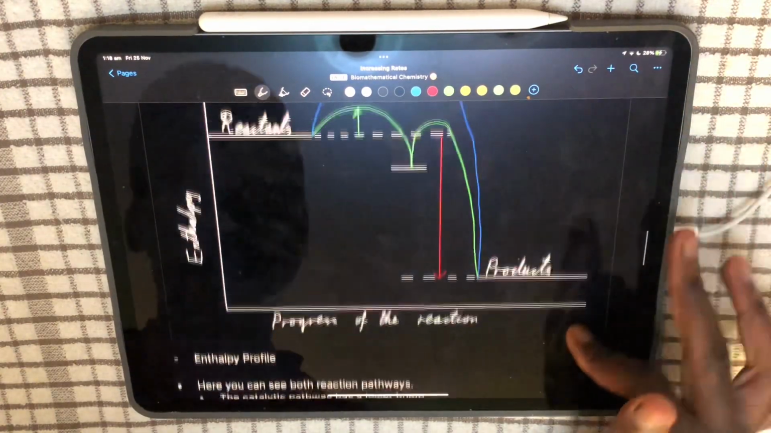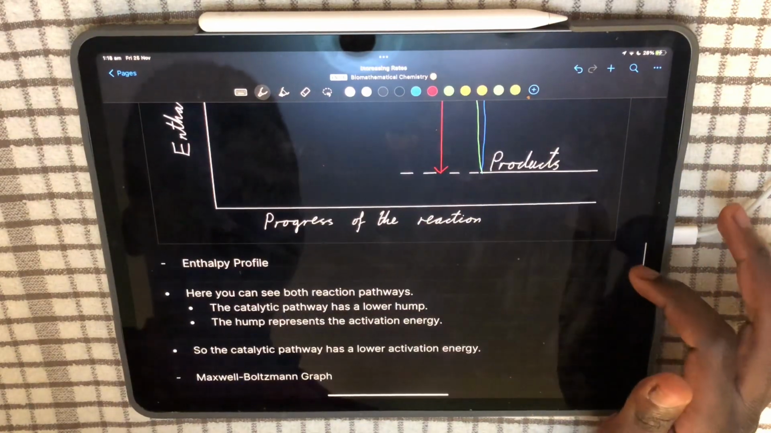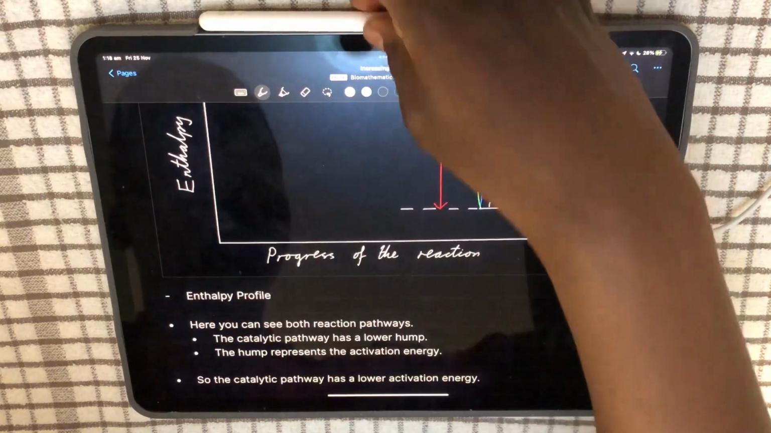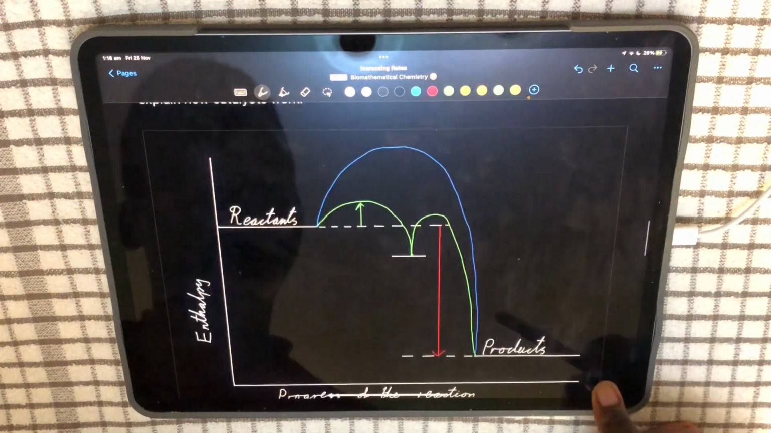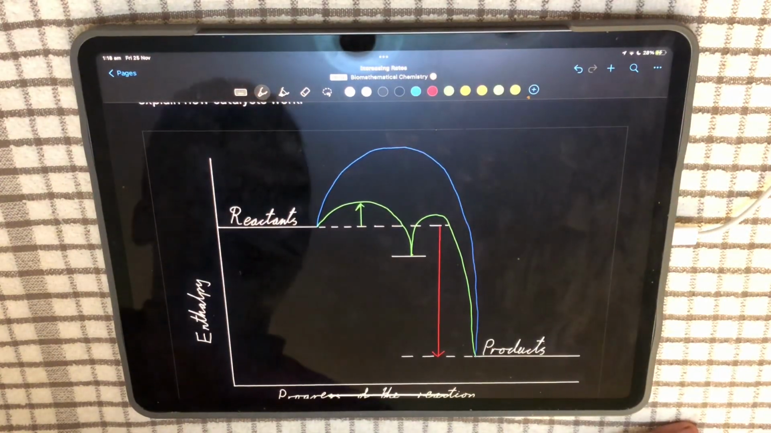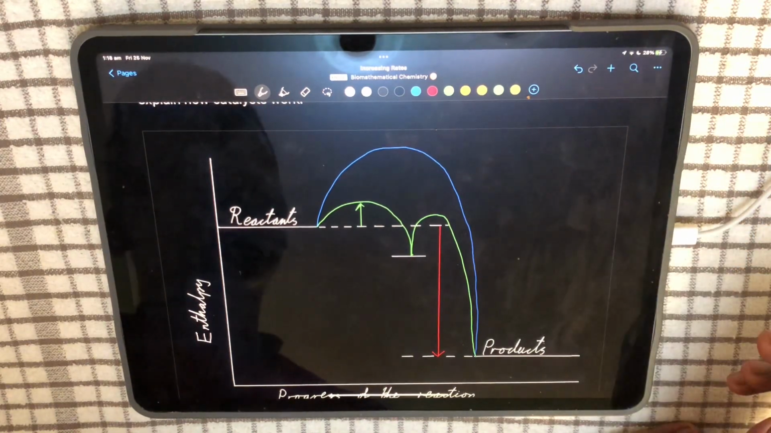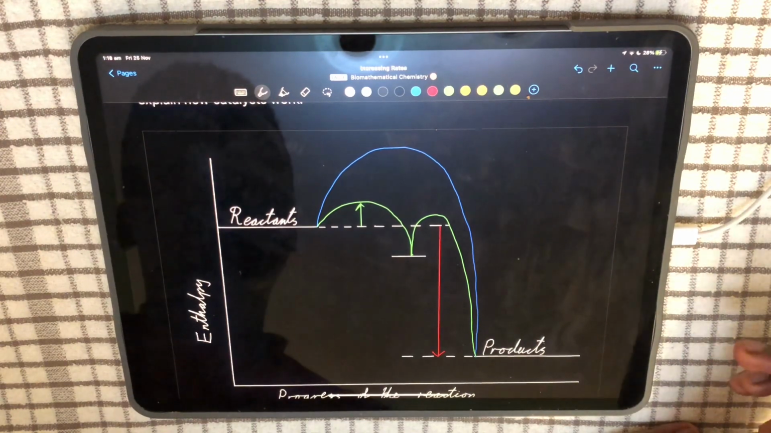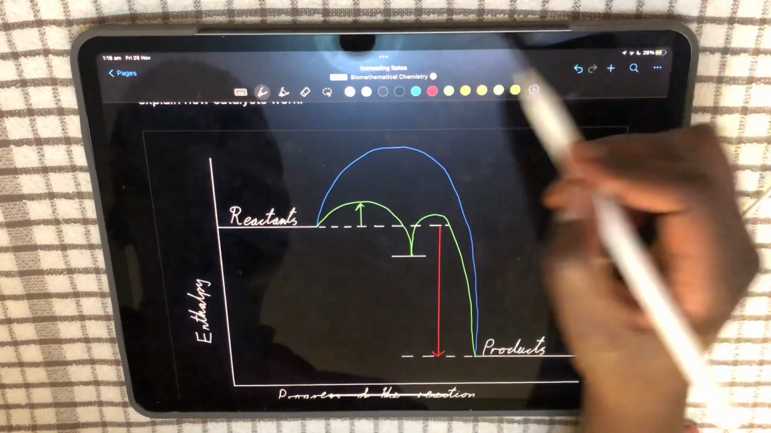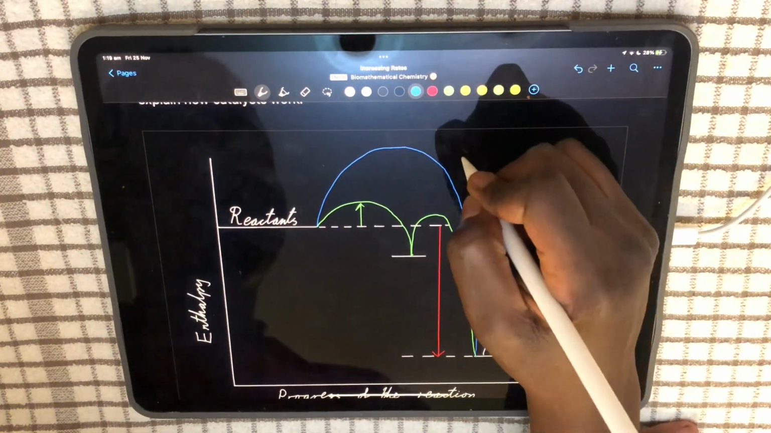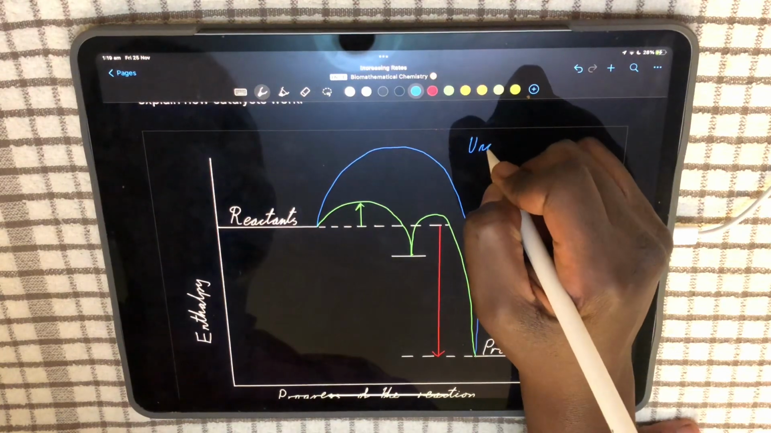Here you can see both reaction pathways. You can clearly see which one is which. If you want, pause the video now and try to answer this: which one of these reactions is the uncatalyzed reaction, and which one is the catalyzed reaction? I think it's pretty obvious to see that this blue one here is the uncatalyzed reaction.